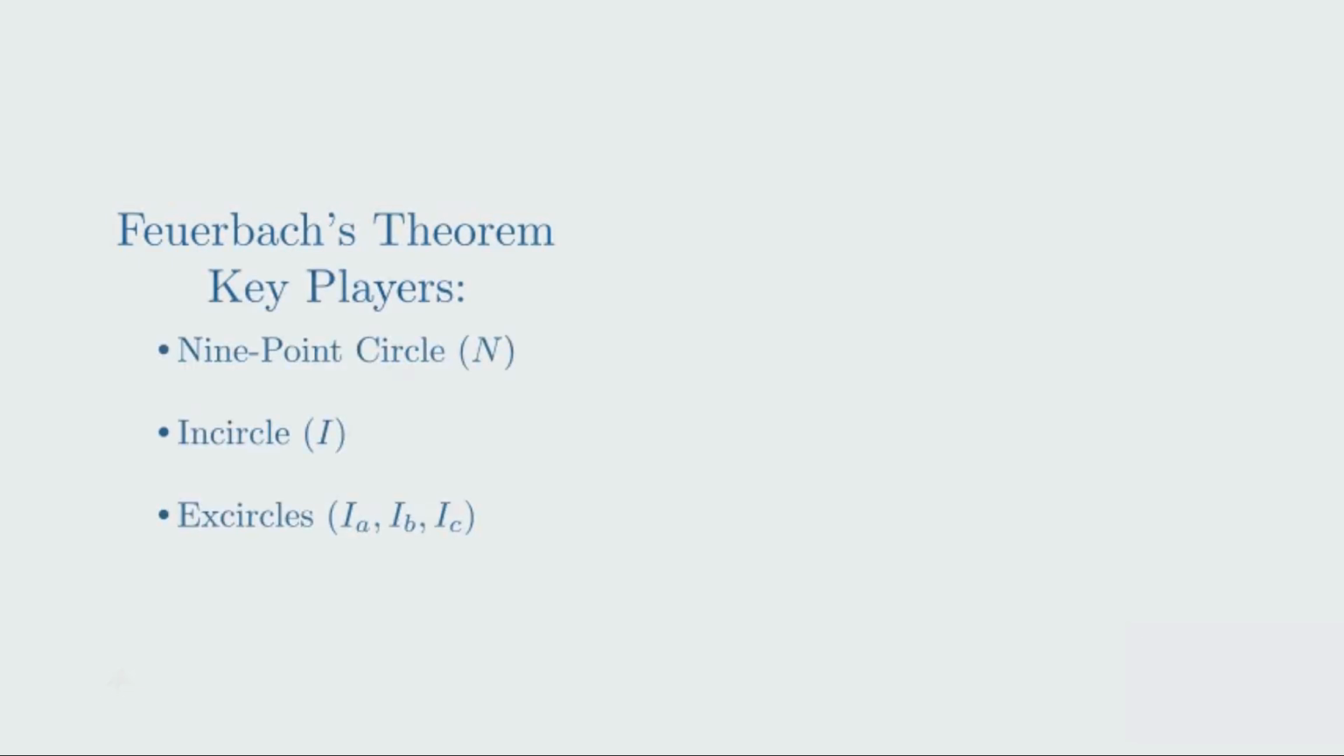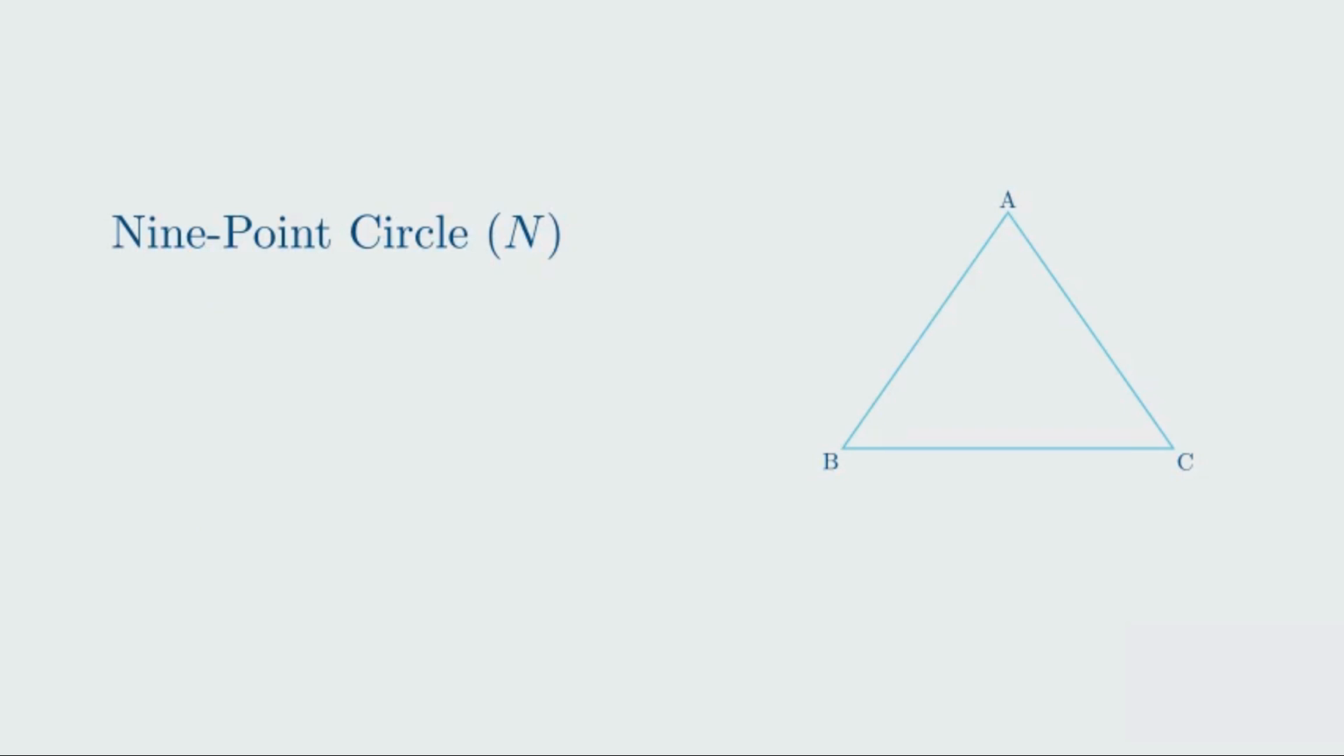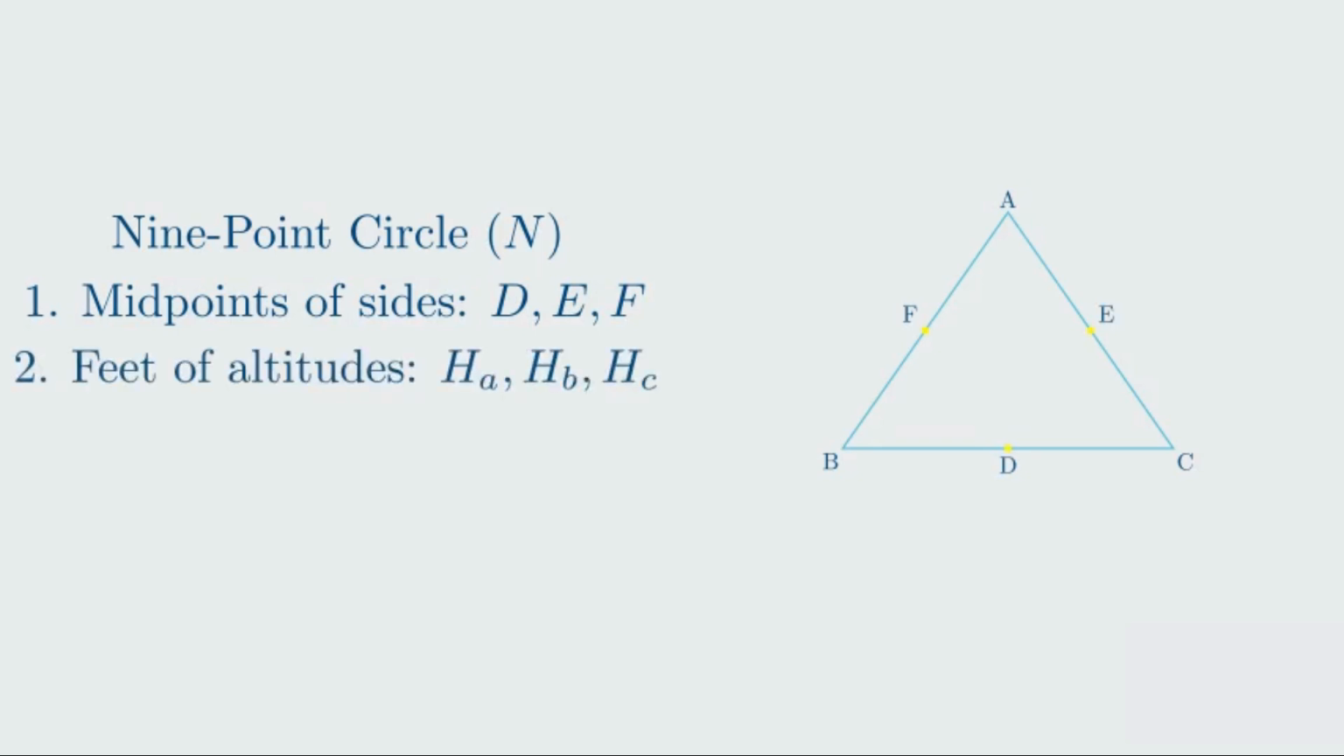Let's first define our key players. We need to visualize the 9-point circle, the incircle, and the excircles for a triangle. Let's start with a triangle ABC. The 9-point circle, often denoted by N, is the circle that passes through 9 important points. These are the midpoints of the sides, which we'll call D, E, and F. It also passes through the feet of the altitudes, which are the points where the altitudes from each vertex intersect the opposite side. Let's call them H sub A, H sub B, and H sub C.